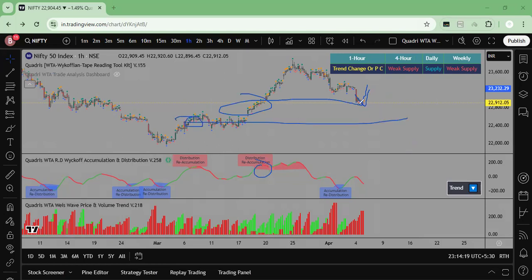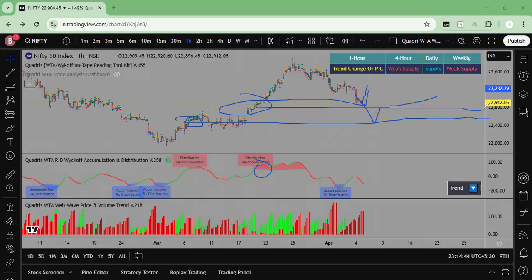and we are already sitting on a distribution level over here. So these are the levels, this first level and this second level, around 22,600 give or take, or 22,556 give or take, where price would come back, test, and then bounce back from this particular point. So this is what I'm looking out for in the coming week in Nifty.